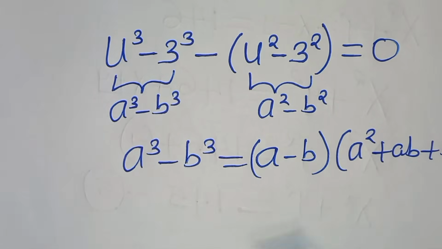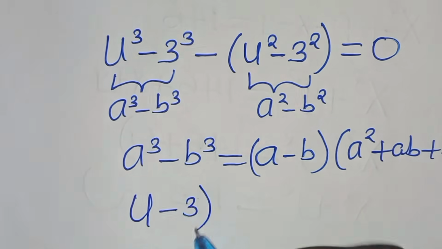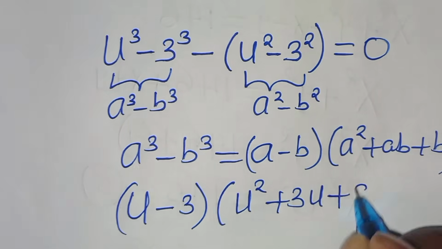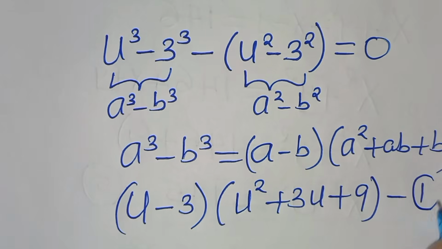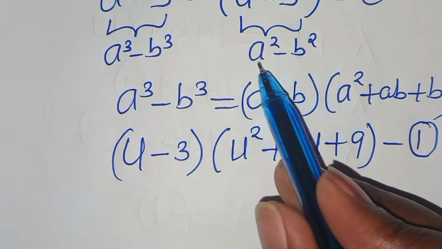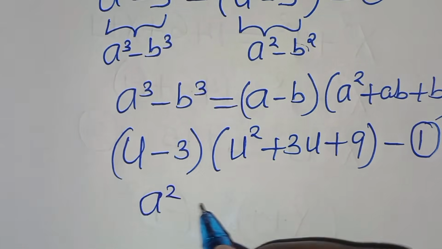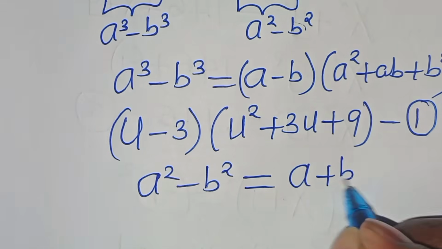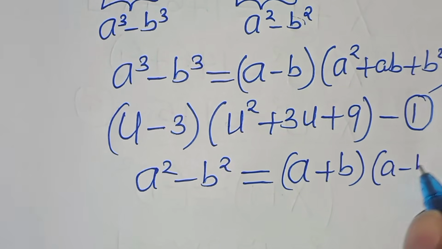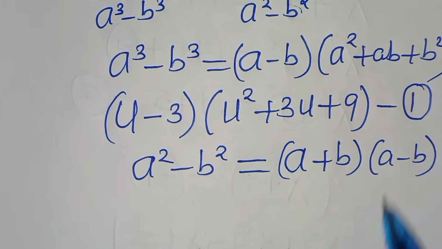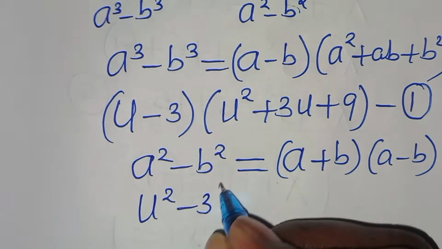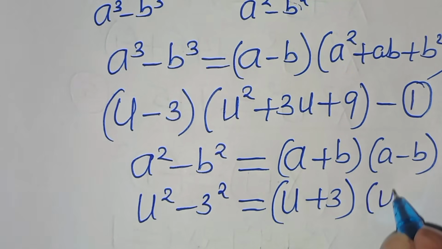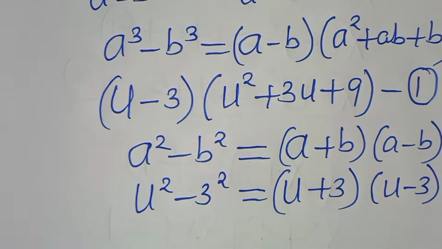Let's apply this identity so that we have u minus 3, then we have u to the power of 2 plus 3u, then plus 3 squared, which is equal to 9. Let's call this the first case. And then we have the second part here, we have a squared minus b squared. This is the difference of two perfect squares expressed as a plus b multiplied by a minus b. Applying this identity, then u to the power of 2 minus 3 to the power of 2 can be expressed as u plus 3 multiplied by u, subtract 3. Let's call this the second part.